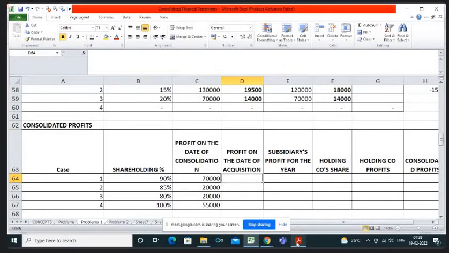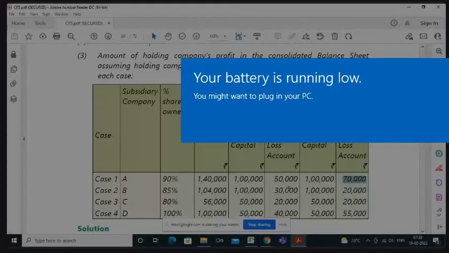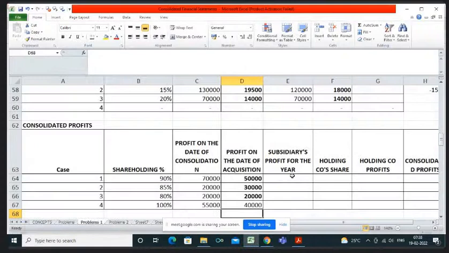What were the balances? You need to find. The balances were 50, 30, 20, 40. So we have to find out the profit for the year. Closing balance minus opening balance will be the profit for the year.